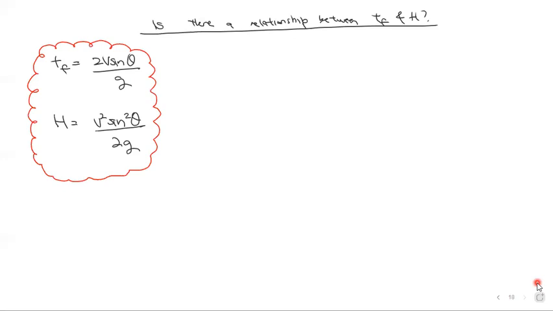I'm going to prove it mathematically. But you're right. So we have these two formulas. We're just trying to get them related. You've got squares here, so let's square the time of flight. If we square time of flight, we're going to get 4v squared sine squared theta over g squared, right?